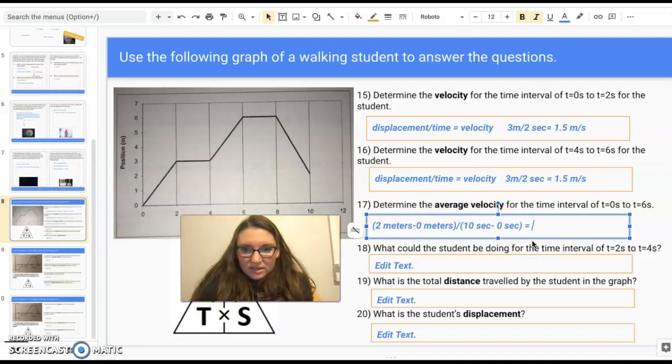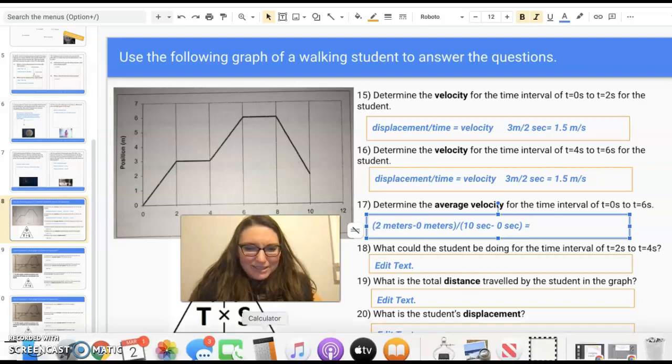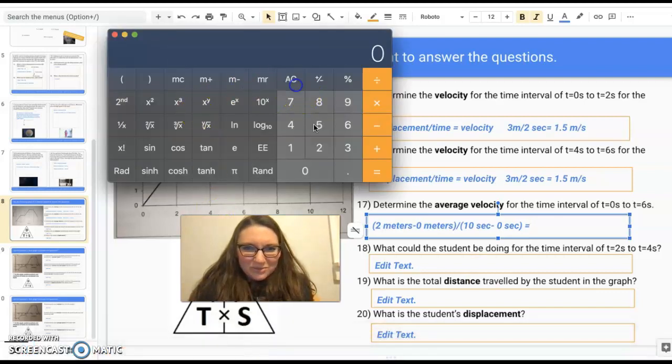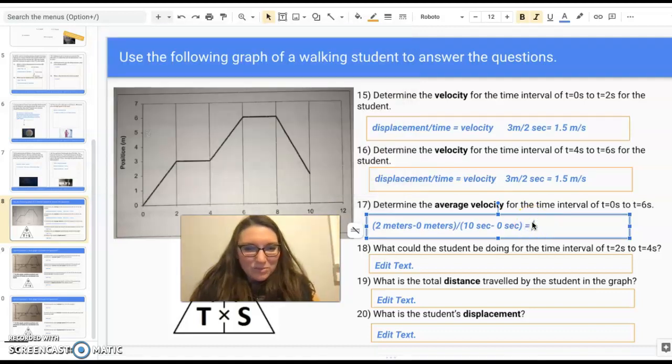So what's that point? Let me just double check. 2 divided by 10, okay, so it is 0.2. Part of me wanted to say 0.5, but it is 0.2 meters per second. Okay, that is the average velocity. Now, obviously, they did a lot of different things, so if you were looking at distance, or at speed, that would be different. But for average velocity, we're just taking into account displacement, so no big deal.